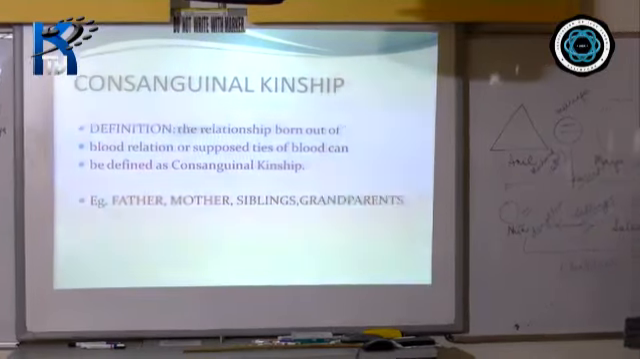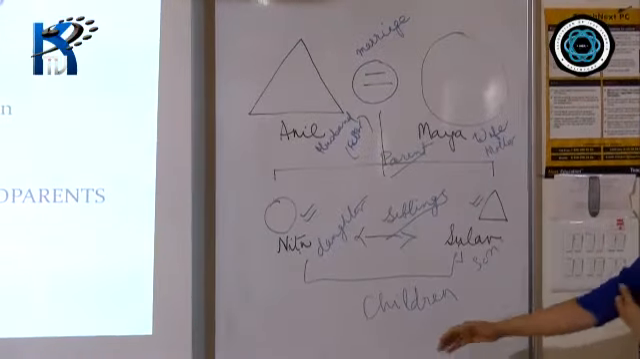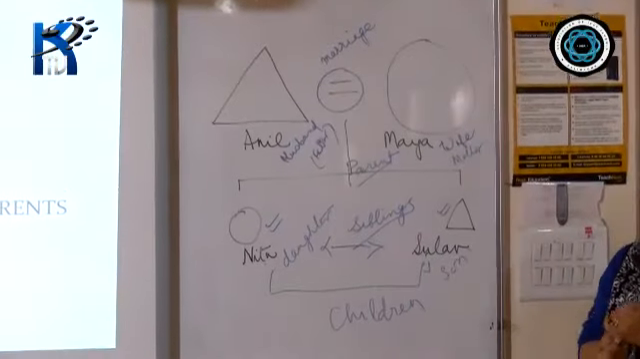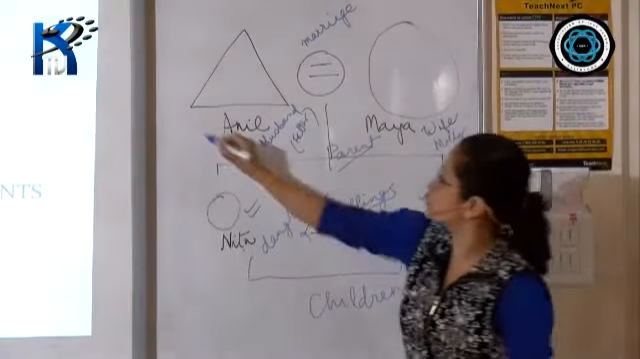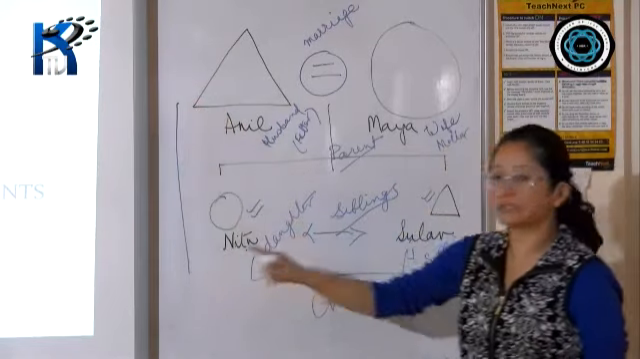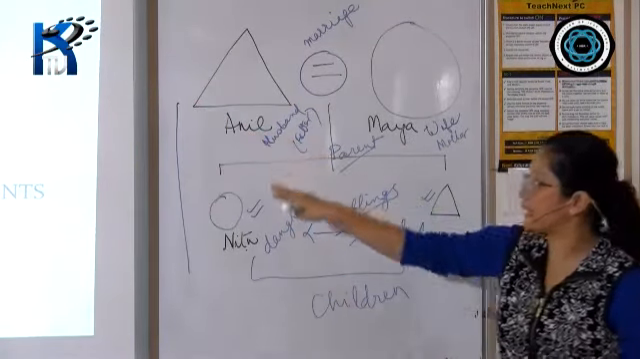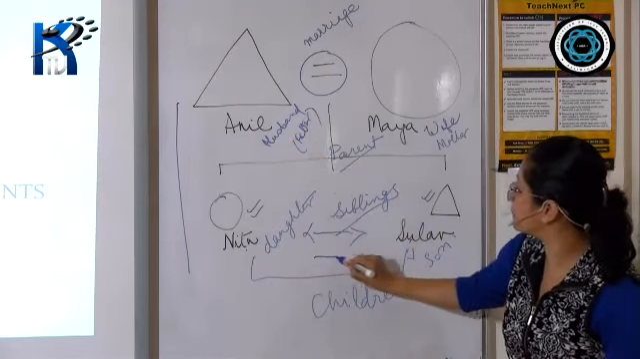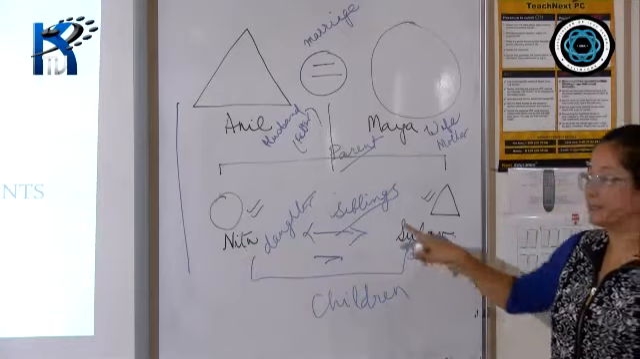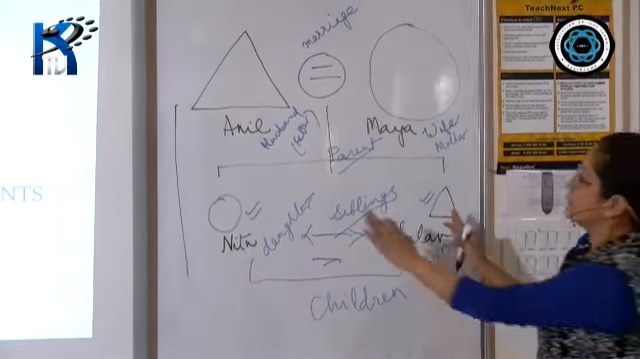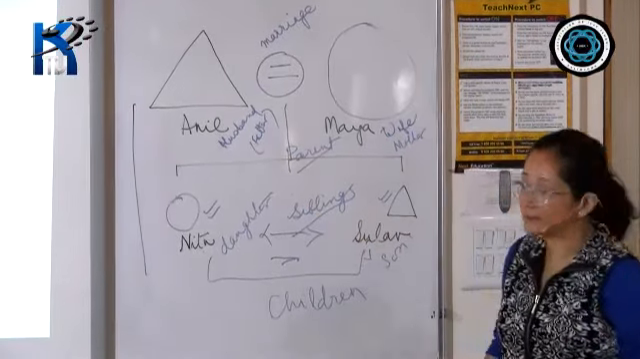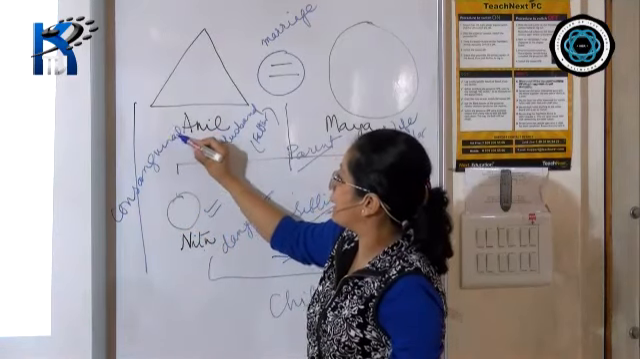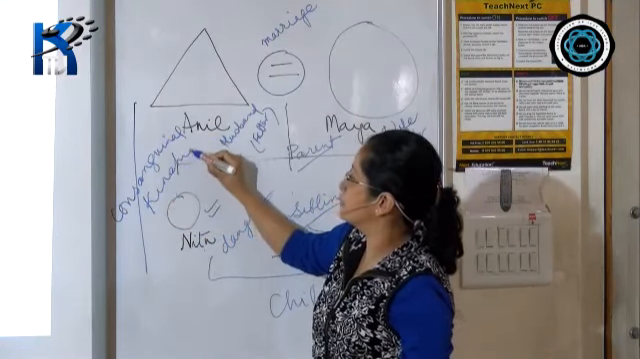Again, let me bring you back to this diagram here. The relationship between parents and children, I'm not going to Anil and Maya, this vertical line that I have drawn here, parents and children, is known as consanguineal kinship. The relationship between siblings, again related by blood. Neeta and Sulabh are related by blood. These two children are related by blood with their parents. This entire relationship can be referred to as consanguineal kinship.